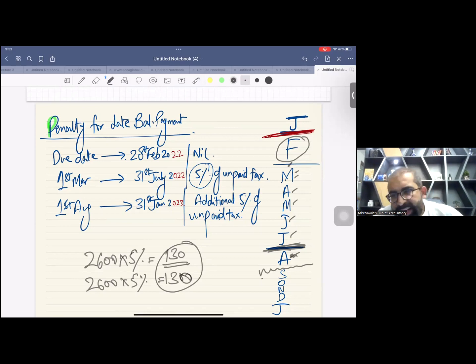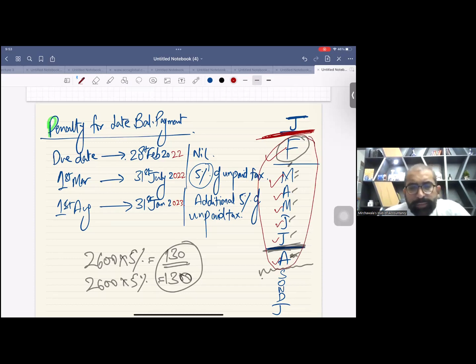And one more thing, late payment interest is always there, whether it is a payment on account, a late payment on account, or a late balancing payment. So can you count the months? Your due date was 31st of January. So Feb, March, April, May, June, July, and August, total 7 months late. You paid 7 months late, so you have to pay 7 months late interest.